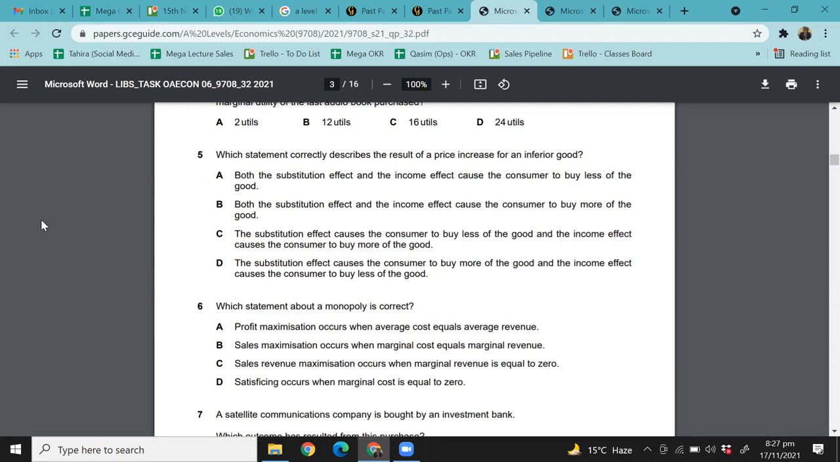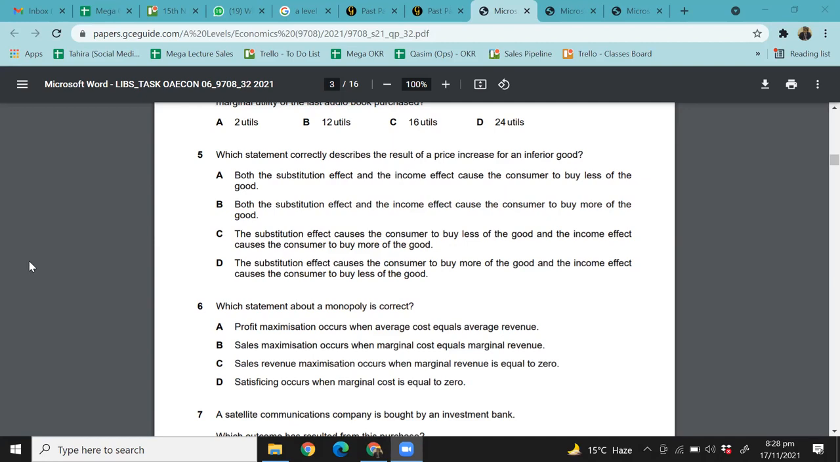What is an inferior good? When price increases, first tell me about the substitution effect. When price is increasing, what is the normal response? When something becomes more expensive, do you buy more of it or less of it? Right, exactly. The substitution effect is the effect that takes place due to a change in price. If anything becomes more expensive, you buy less of that, because you want to substitute it with cheaper products.